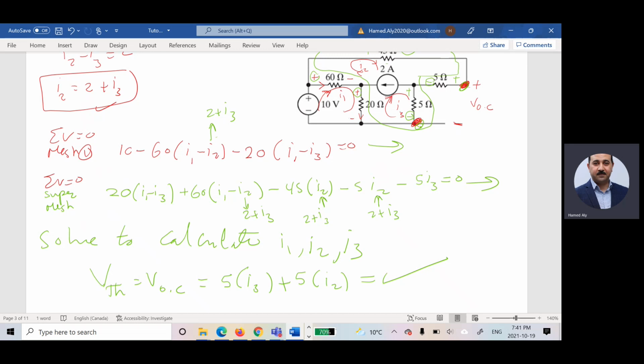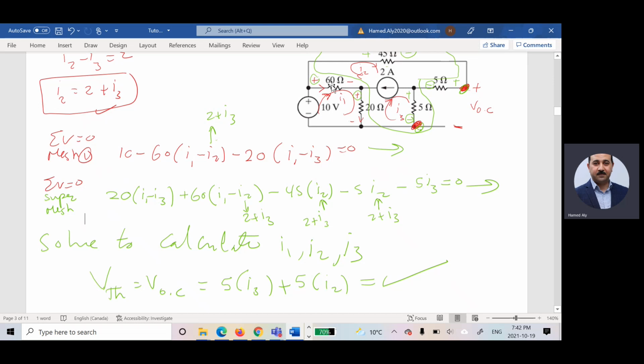Can you please go over how you got 60 times I1 minus I2? Where's 60? Yeah, this is 60. The current in this guy is the current in the common branch between this mesh and this mesh. If I assume that this is the direction of the current, it is in the same direction as I1 and in the opposite direction of I2. That's why I said the current here is I1 minus I2.